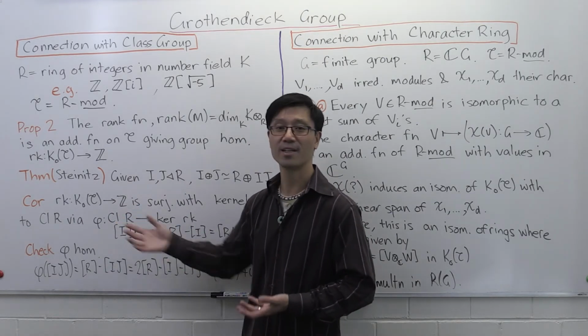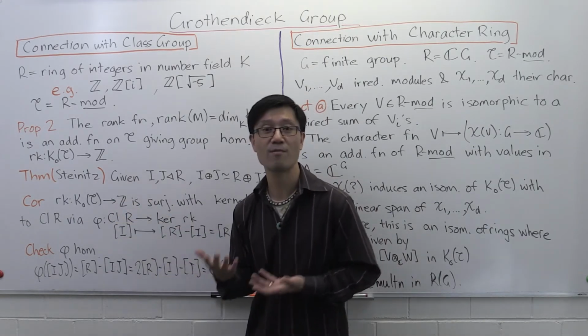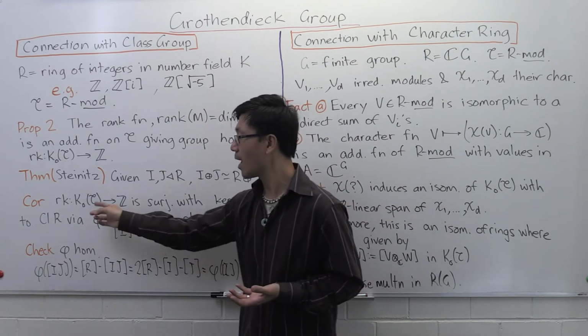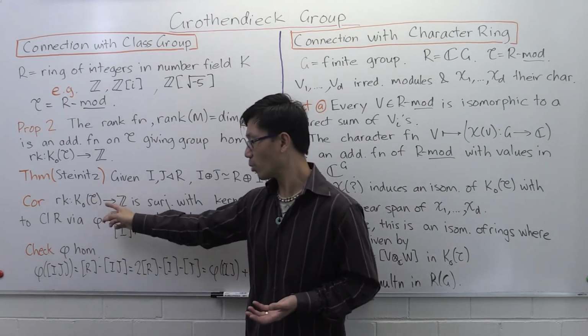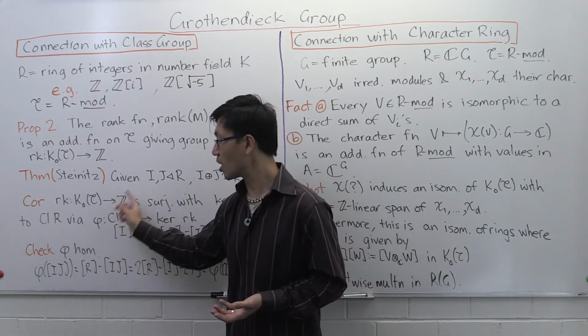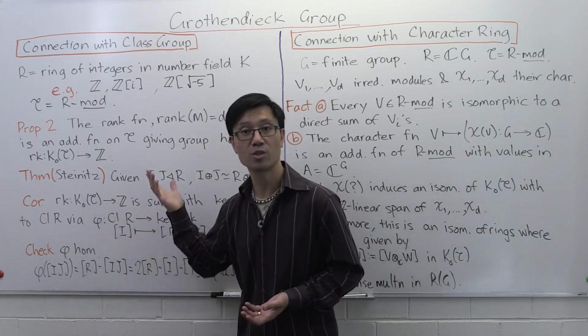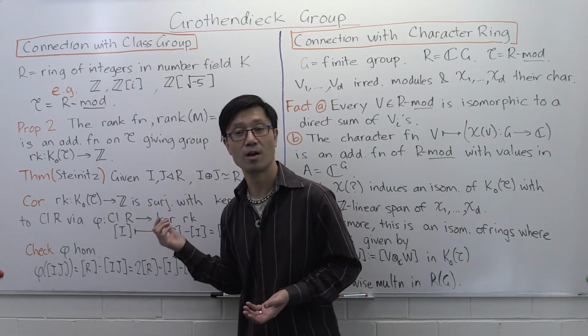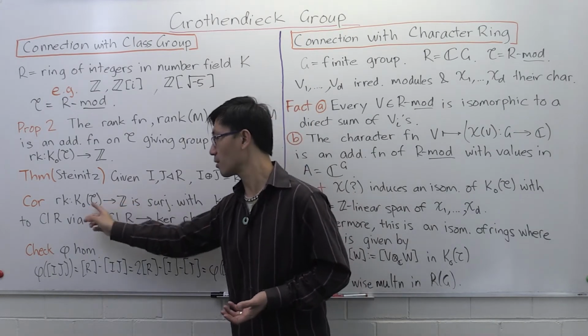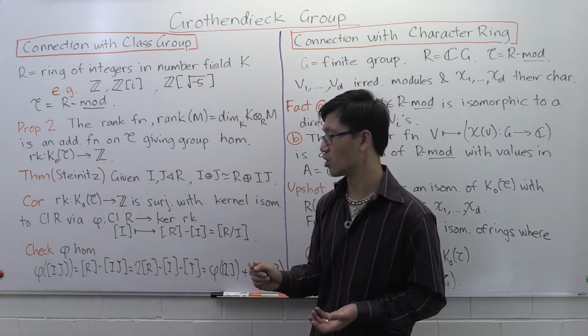It could be 0. Okay, it has a subgroup, which is the class group, which is a very, very important invariant in number theory. And the rest of it, when you quotient out by this class group, just gives you the rank of a module, which is a very, very important invariant of a module. That's given by the fact that it maps to this Z surjectively.